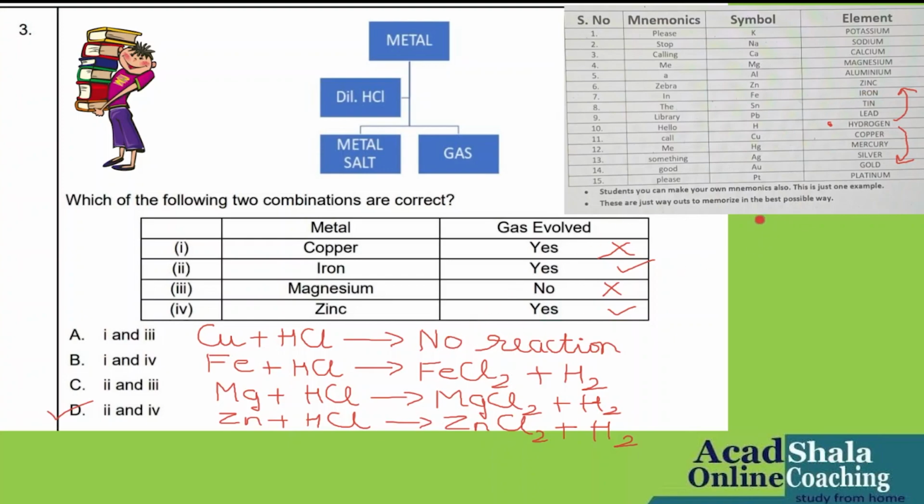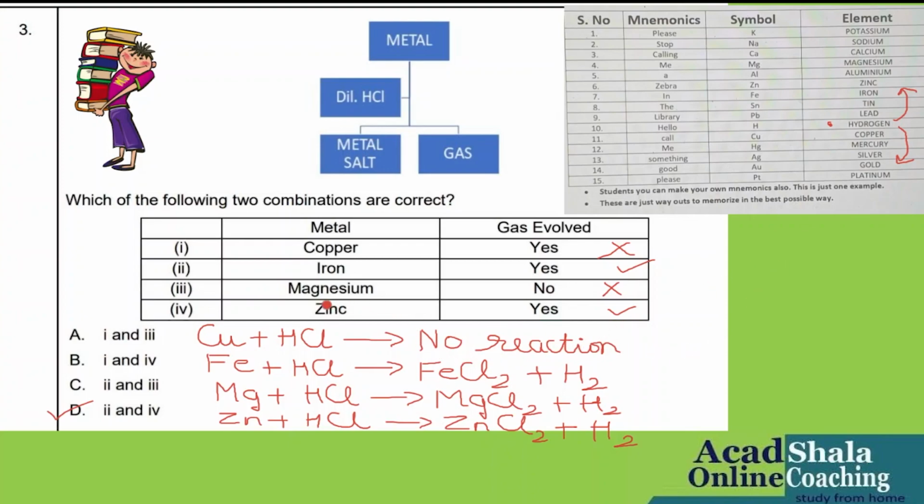So let me see the reaction. Fe plus HCl gives you FeCl2 plus hydrogen. According to me, my information is this, but what is given in the table? Let me check. Yes, iron, and yes, they have written that gas is evolved. Okay, I will put a small tick mark, according to my information, and the information is absolutely correct.